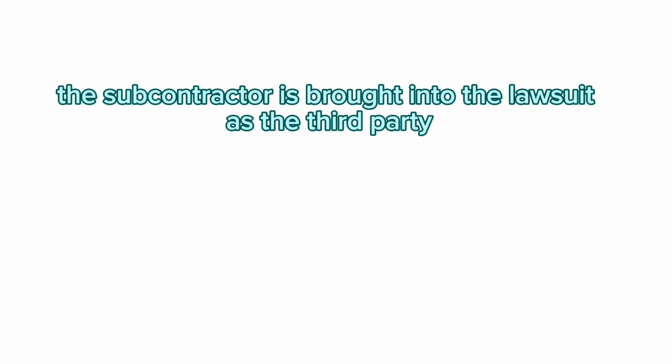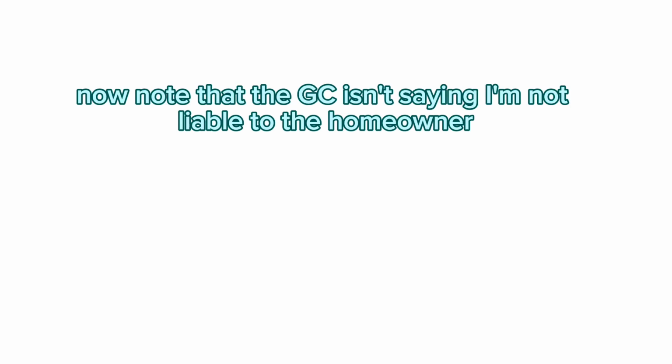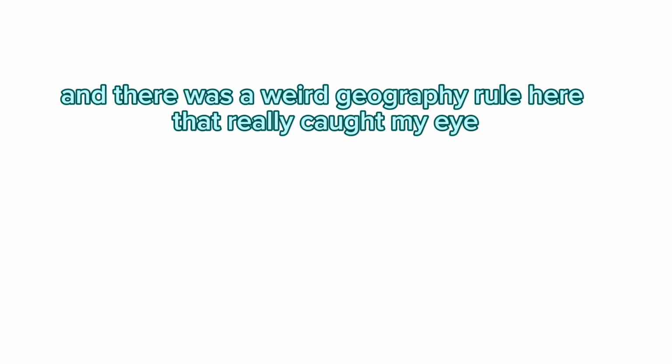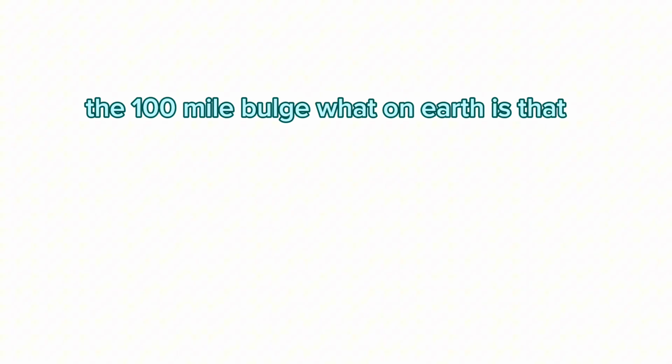The subcontractor is brought into the lawsuit as the third-party defendant. Now, note that the GC isn't saying, I'm not liable to the homeowner. He's saying, if I'm liable, it's because of this guy, and he has to reimburse me. And there was a weird geography rule here that really caught my eye, the 100-mile bulge. What on earth is that?